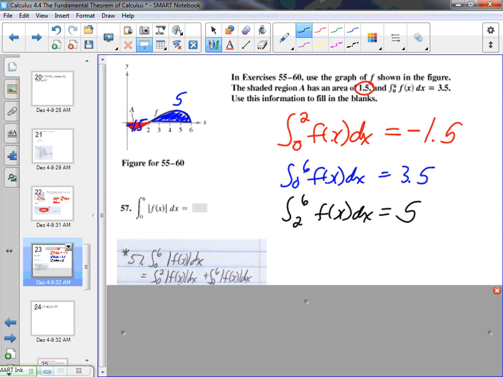Now, since we know that the integral from 0 to 2 of f of x dx is negative 1.5, okay? Now, I'm about to say something. I'm not sure I'm always right. But I'm going to go ahead and say it anyway. I think I'm right.